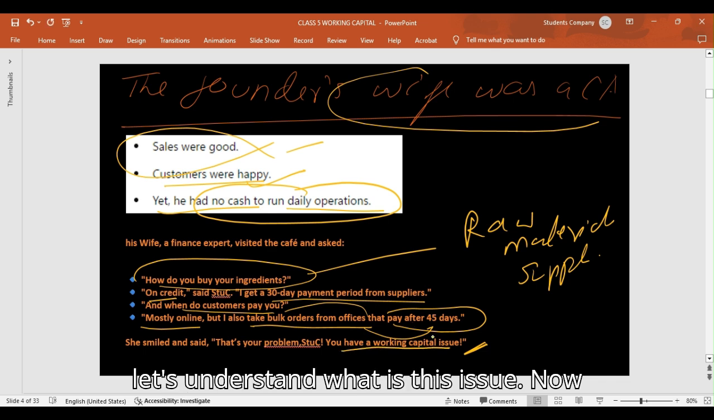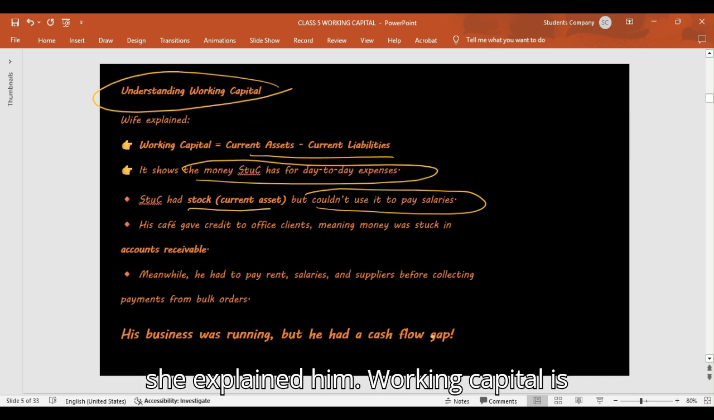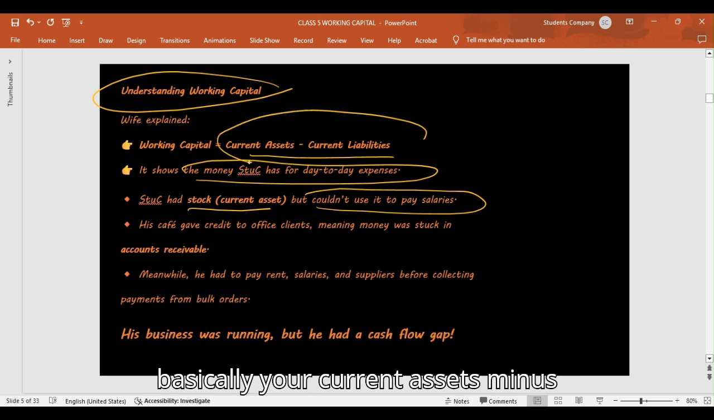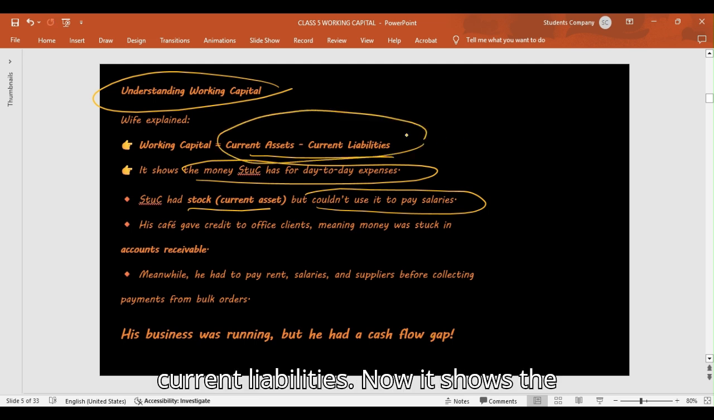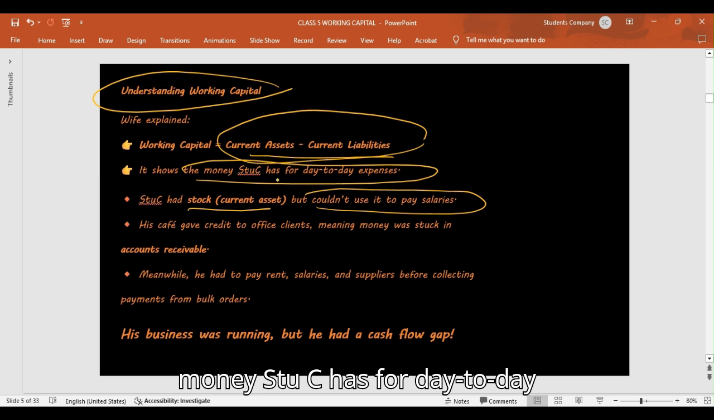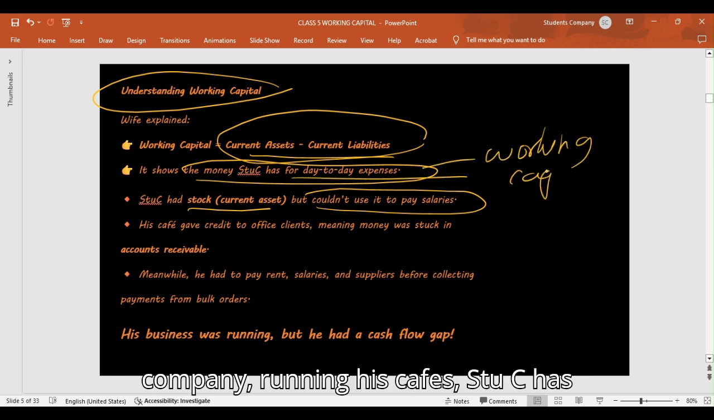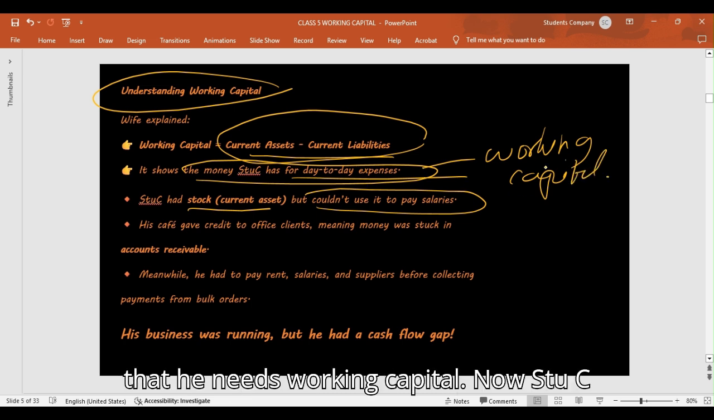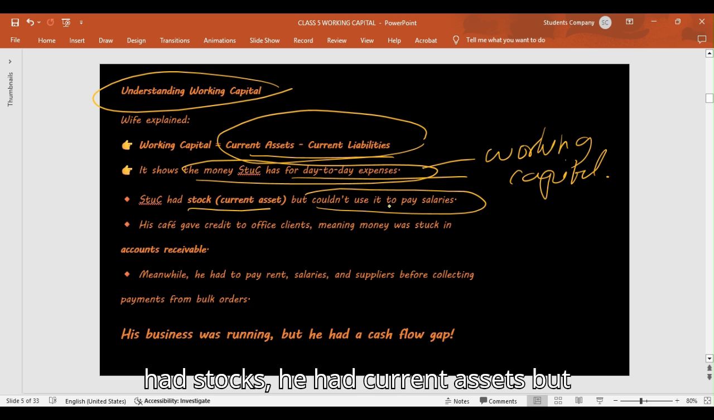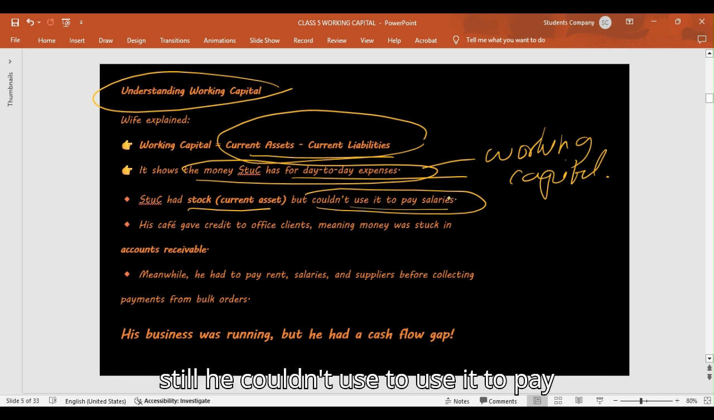Now let's understand what this issue is. She explained to him that working capital is basically your current assets minus current liabilities. Now it shows the money Stussy has for day-to-day operations. So for running the company, running his cafe, Stussy has to manage his day-to-day expenses. For that, he needs working capital. Now, Stussy had stocks, he had current assets, but still he couldn't use them to pay salaries.